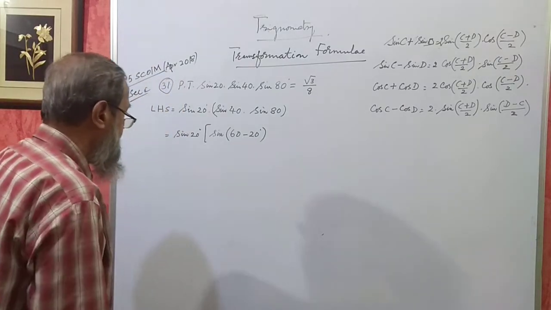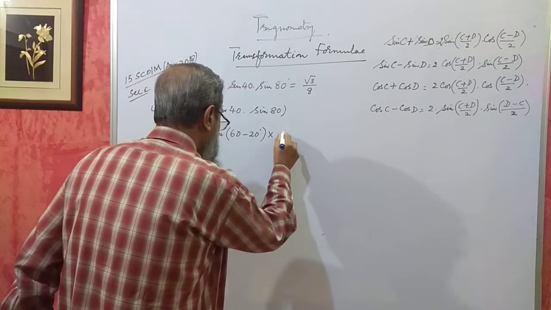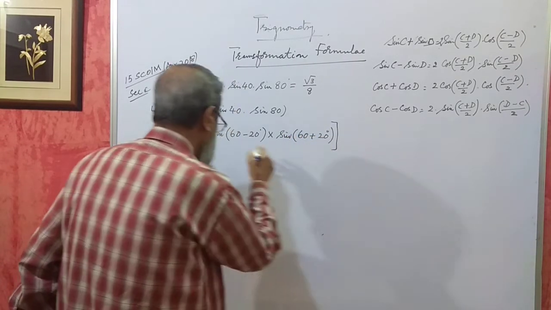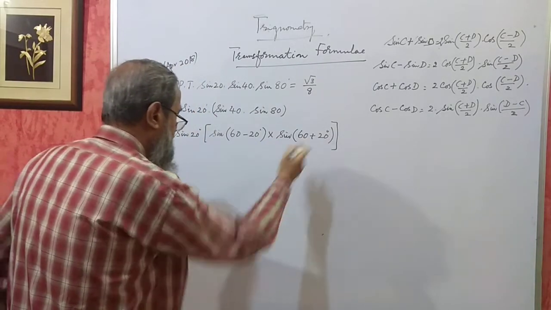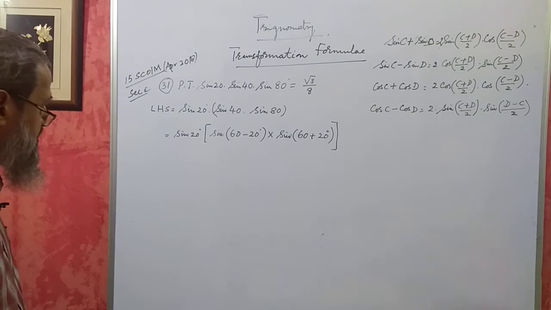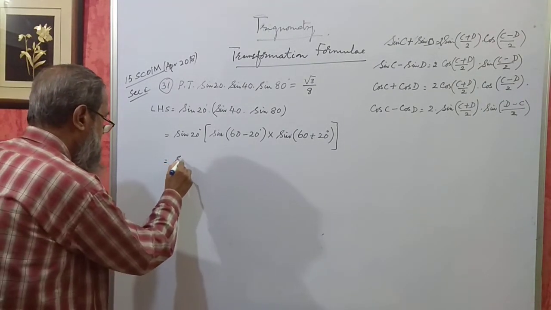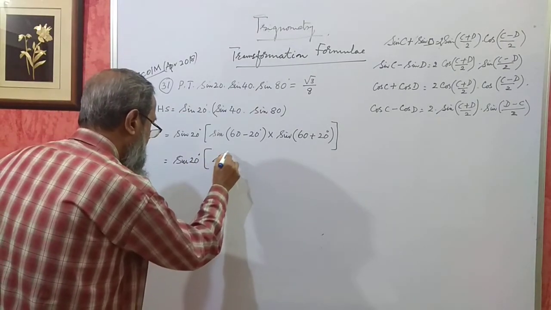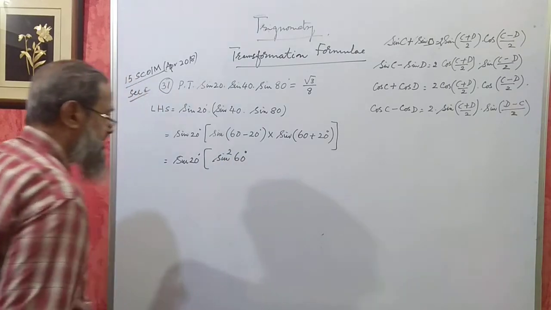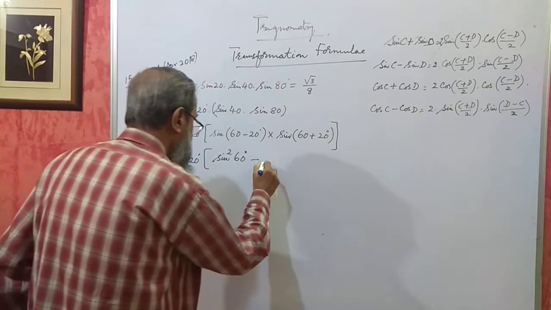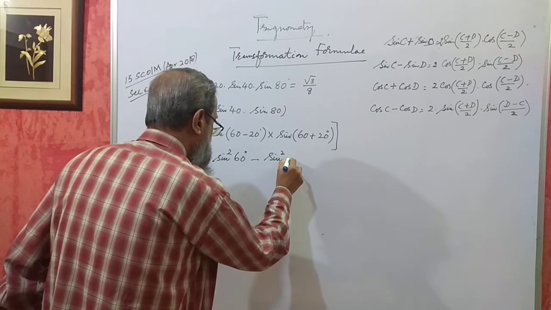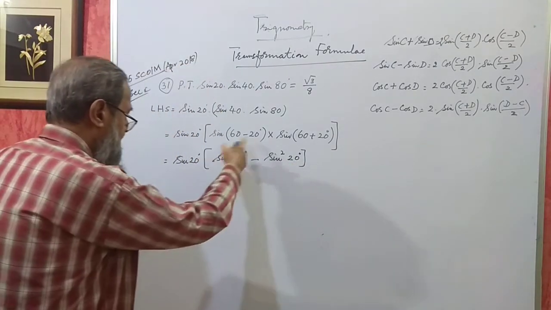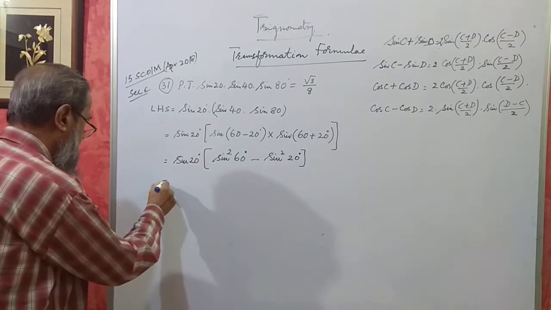60 degree minus 20 degree into sine of 60 plus 20 degree. That is sine of A minus B into sine of A plus B, or sine of A plus B into sine of A minus B. This becomes sine square A, that is sine square 60 degree minus sine square B, sine square 20 degrees. Because sine of A minus B into sine of A plus B can be written like that.